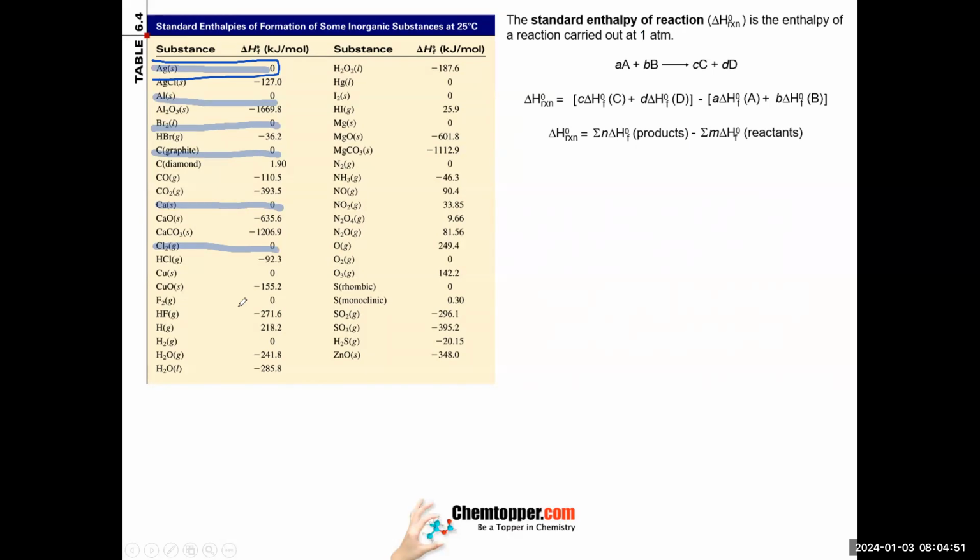Because they are stable, pure elements. Yes, they are pure elements. They have not combined with anybody else except themselves. So there is only one element, pure elemental states. They are the most stable, pure elemental states. So, ready for a reaction? We are going to use this equation. The values are here.